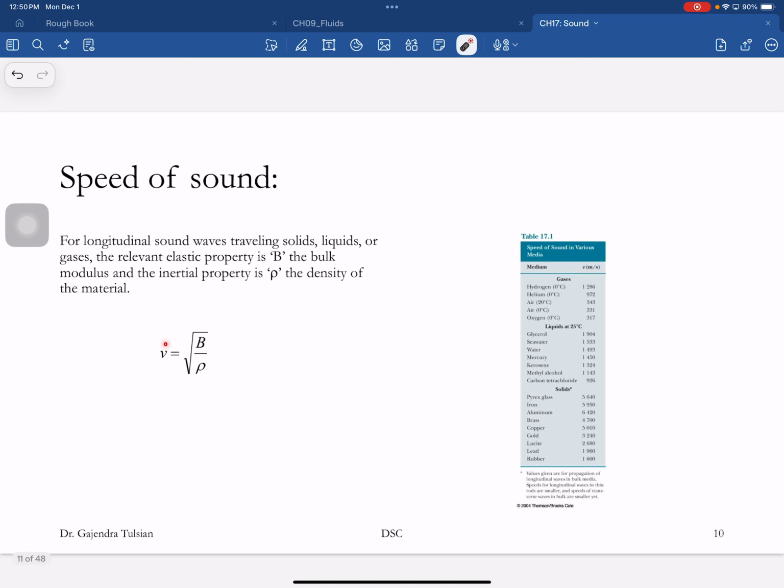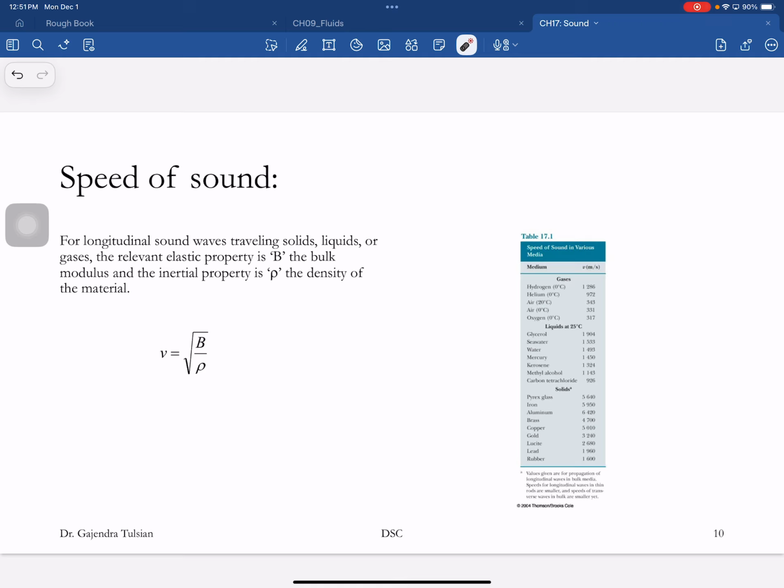So for longitudinal sound waves, the elastic property that's relevant is the bulk modulus, and the inertial property is the density of the medium. So that's the speed of sound for longitudinal waves. For transverse waves, that would be the shear modulus, but we'll generally deal with only longitudinal waves. For longitudinal waves traveling in solids, liquids, or gases, this is the formula.